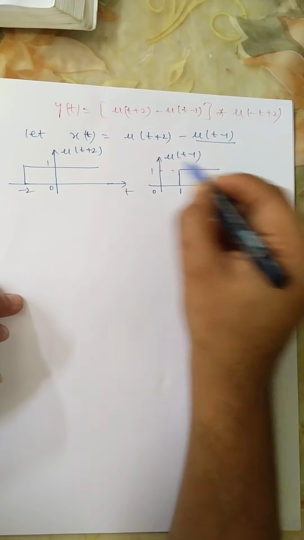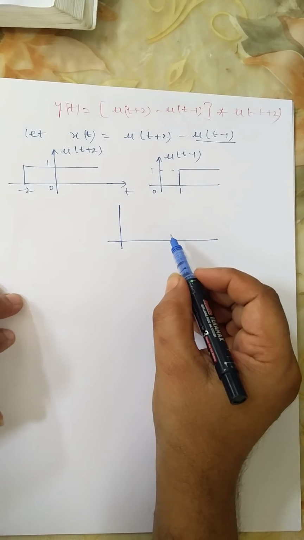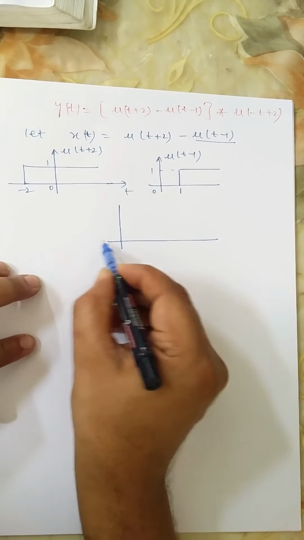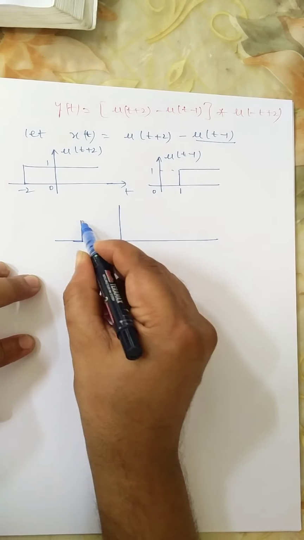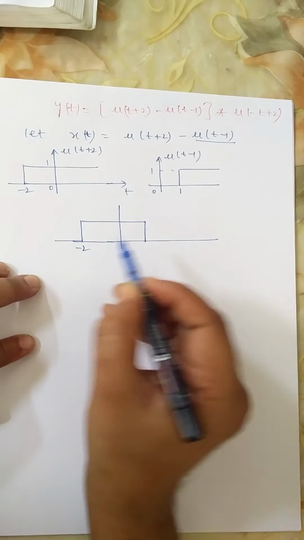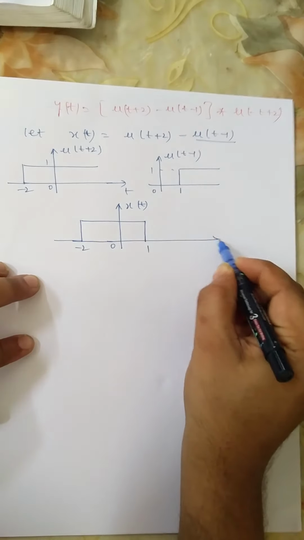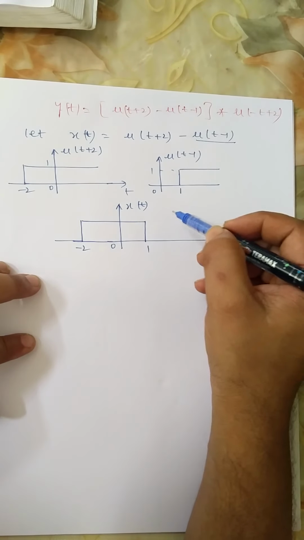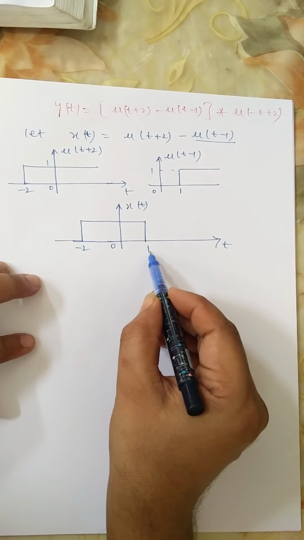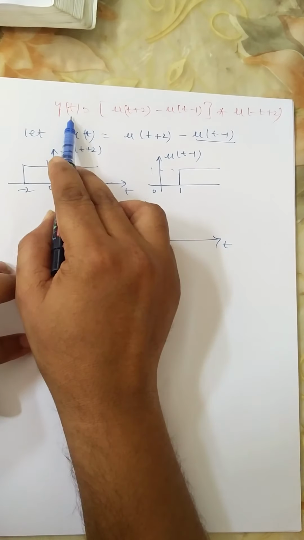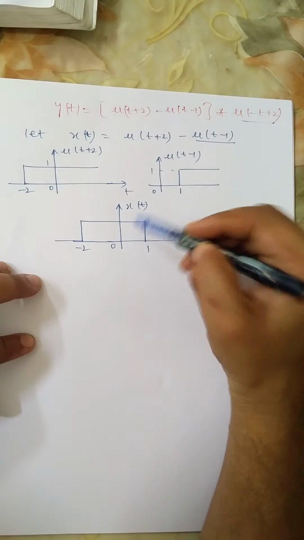When this signal is subtracted from this signal, we'll get the input signal u of t plus 2 minus u of t minus 1. That signal is from minus 2 to plus 1. This is the input signal x of t. See here, this is a finite duration signal whose range is only from minus 2 to plus 1. To have a non-zero value output, the second signal should come in the range of the first signal.